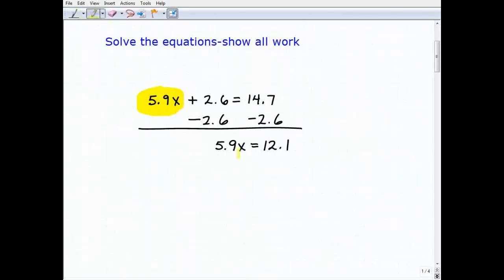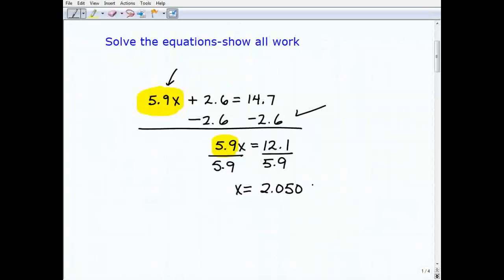So to solve for x, I'm going to divide both sides of the equation by 5.9. That's our second step in these two-step equations. First of all, use addition or subtraction to isolate the variable term, which was 5.9x, then use multiplication or division to solve for x. In this case, I'm using division. So x is going to be equal to 12.1 divided by 5.9, and I get 2.050.